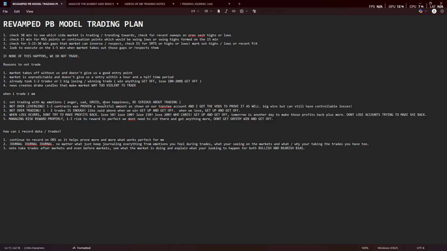Number three is not over trading. 1 to 2 trades is enough. We need to get up and get off, lose, get up and get off, because at the end of the day, over trading is what's wrecking my accounts big time. It's making my accounts just sink into the ground like they're nothing, like I didn't just pay money for them, and I'm not trying to have that.